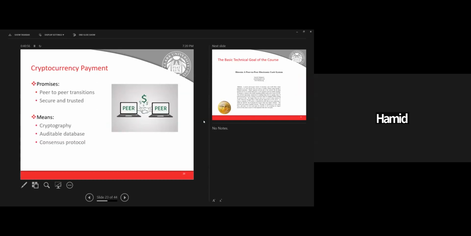So let's talk about cryptocurrency payments. It's peer-to-peer, so there are no intermediary parties. It's secure and trusted. People should trust those sorts of transactions. Otherwise, nobody does it. How? Through cryptography, which is a mathematical methodology, auditable databases. So the databases that have those transactions are transparent, and consensus protocol.